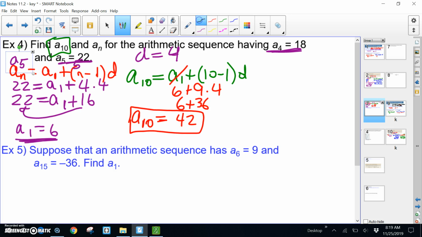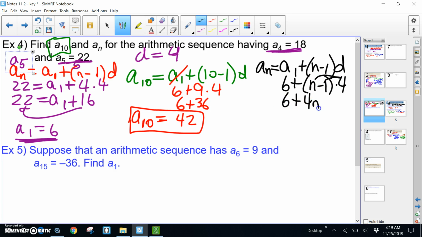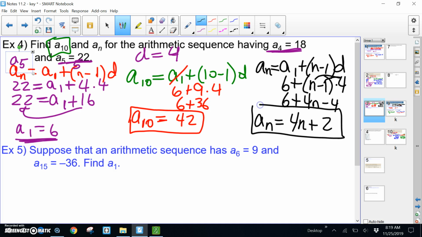Now we want AN. Remember the formula, AN equals A1 plus n minus 1 times D. So A1 was 6, and we don't know n, so just leave it, times 4. Distributive property makes 6 plus 4n minus 4. Collect your like terms, you have 4n plus 2. AN equals 4n plus 2. So again, if you just wanted to use this formula, maybe we should have done this first, then we could have just plugged in 10. The 10th term would be 40 plus 2 is 42.